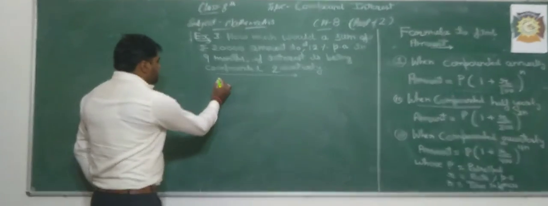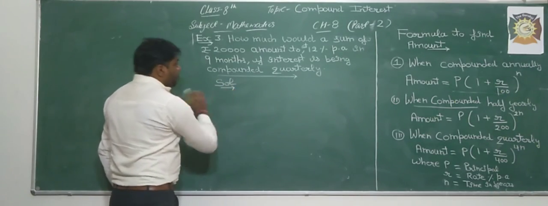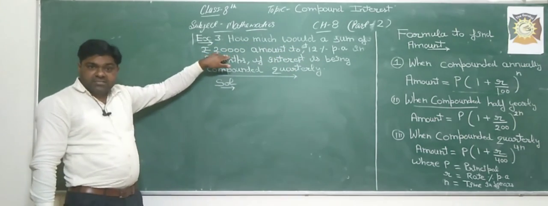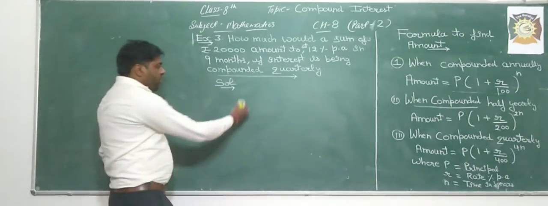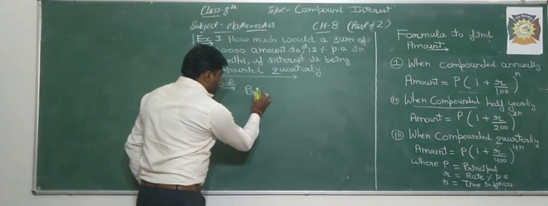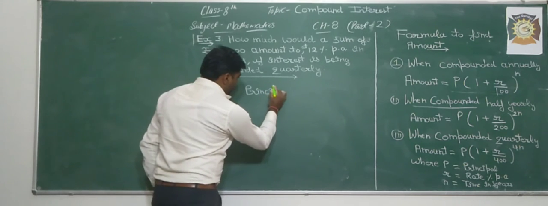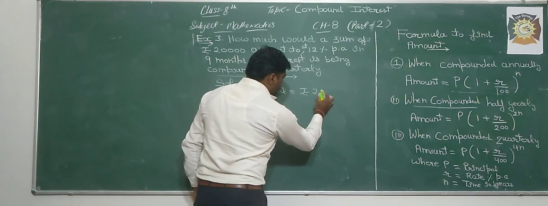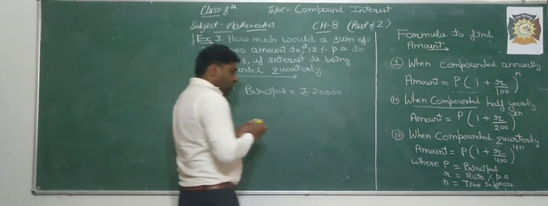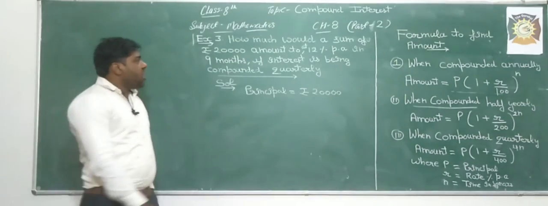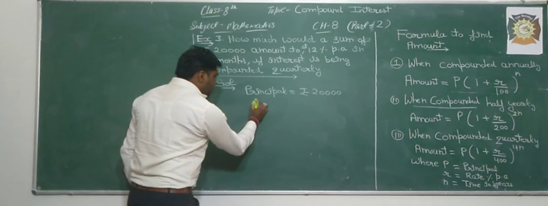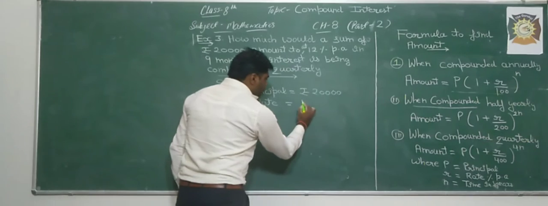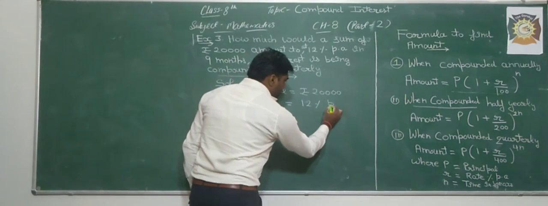So write the given things here. First given thing, because we have to find the amount on this sum, that means this is the principal. So what is the principal in this question? That is 20,000. Clear students? So now the next given thing, that is the rate percent. Rate percent, that is 12% per annum.